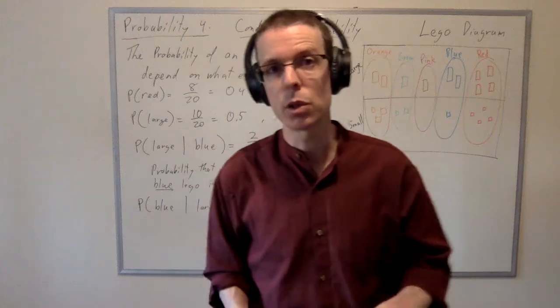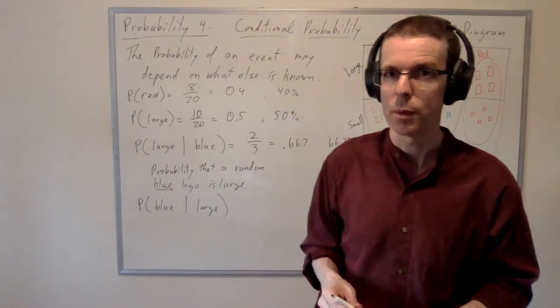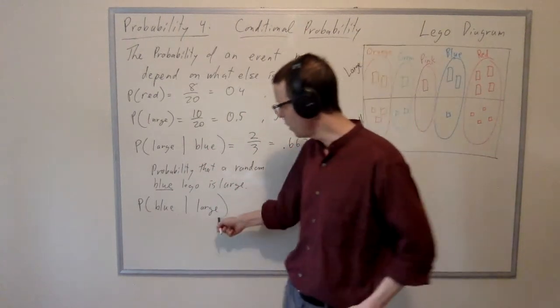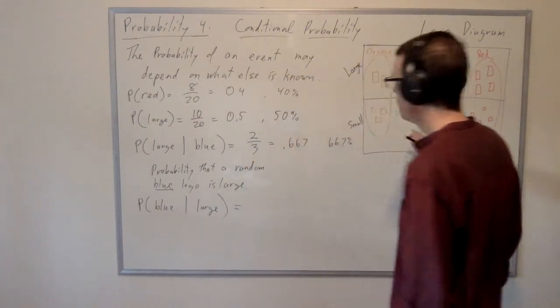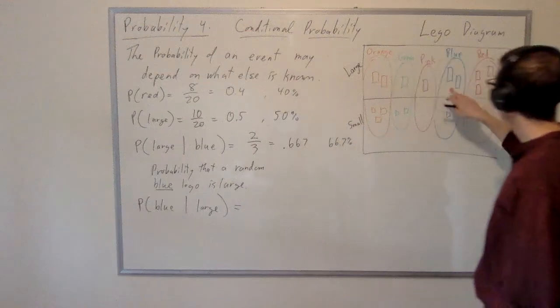And so even as you're feeling out without looking, you can pick one which is large. And so if you intentionally do that, what is the probability that it will be blue? That's what this is asking. Given that it's large, how likely is it that that Lego will be blue? Now, this will not be 2/3.